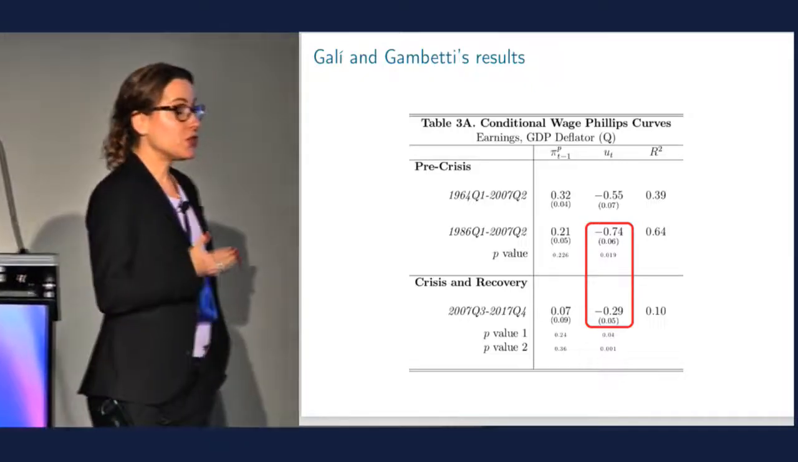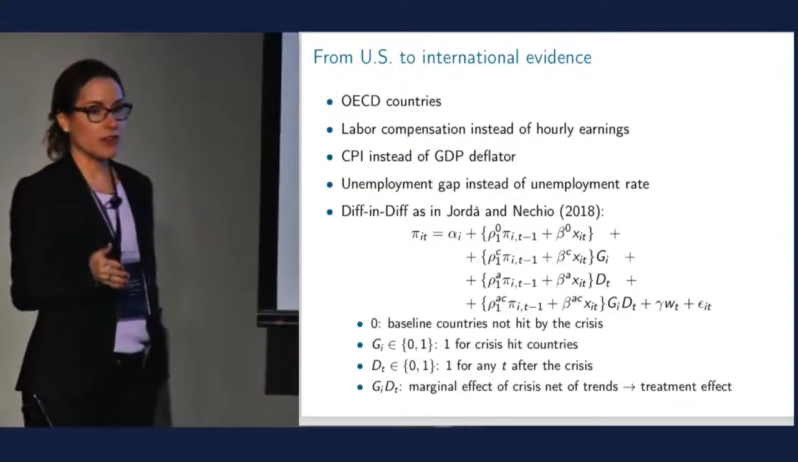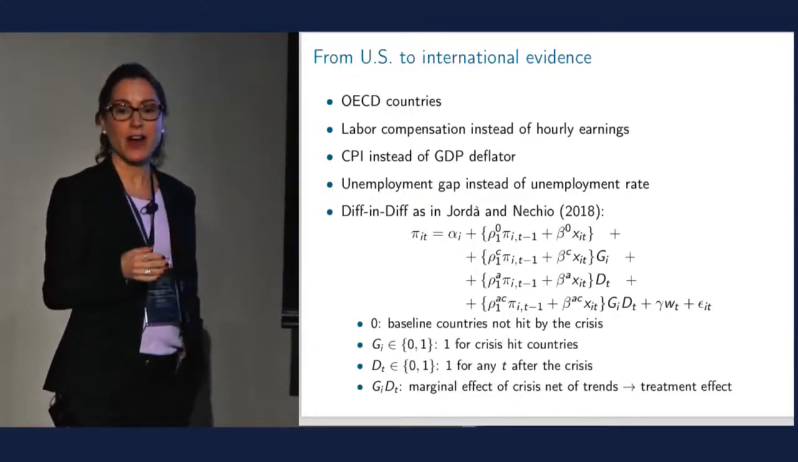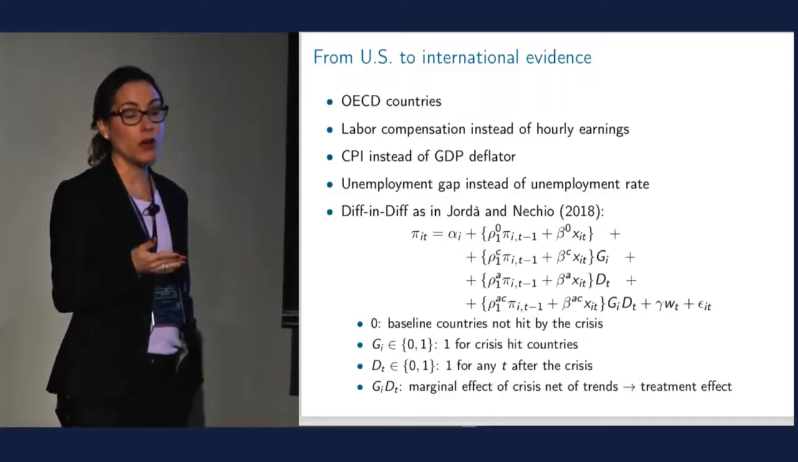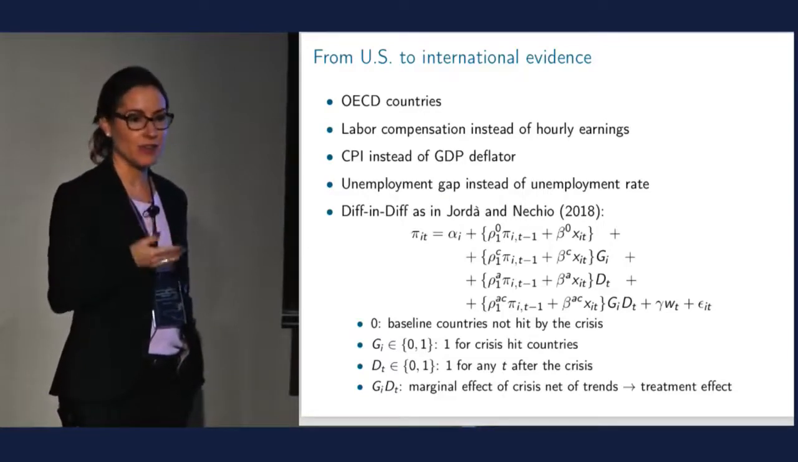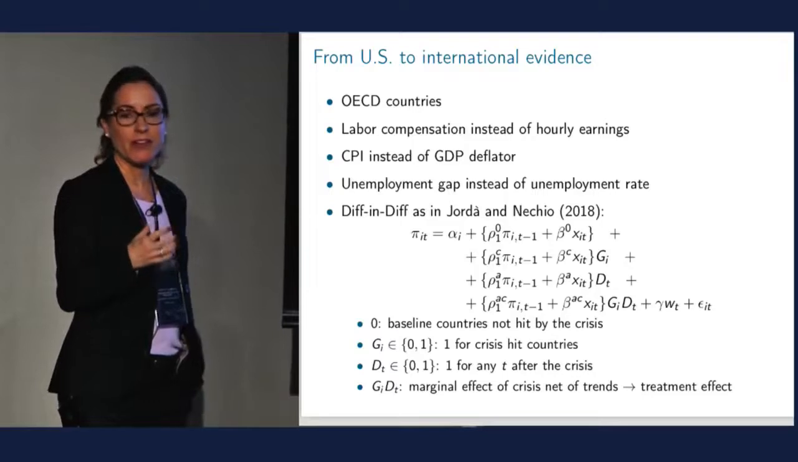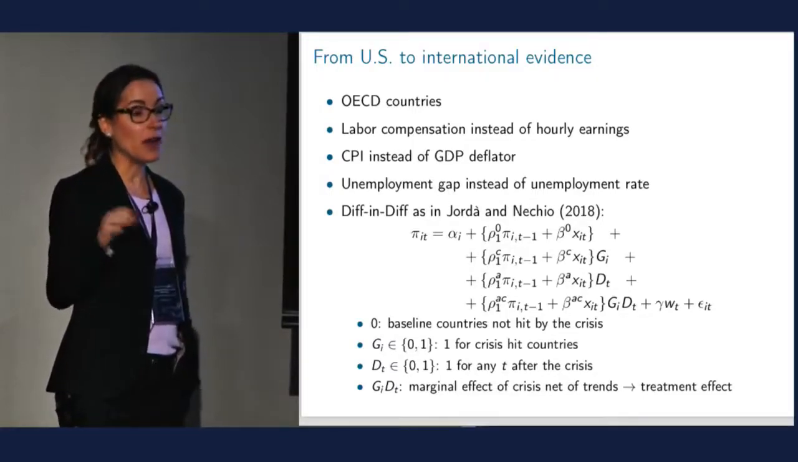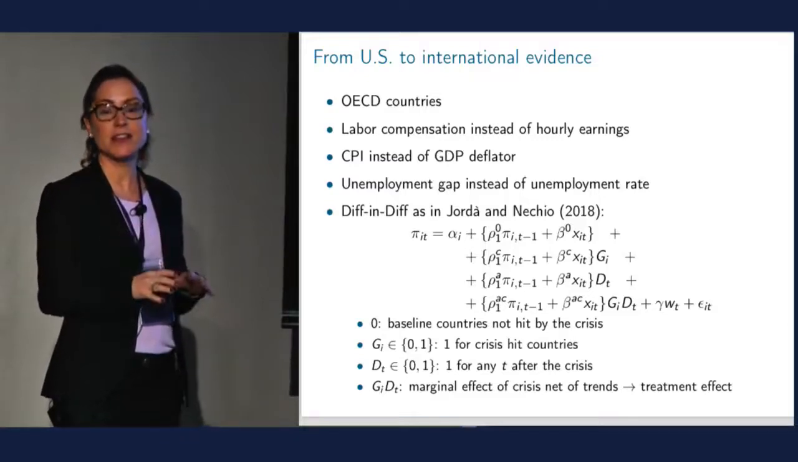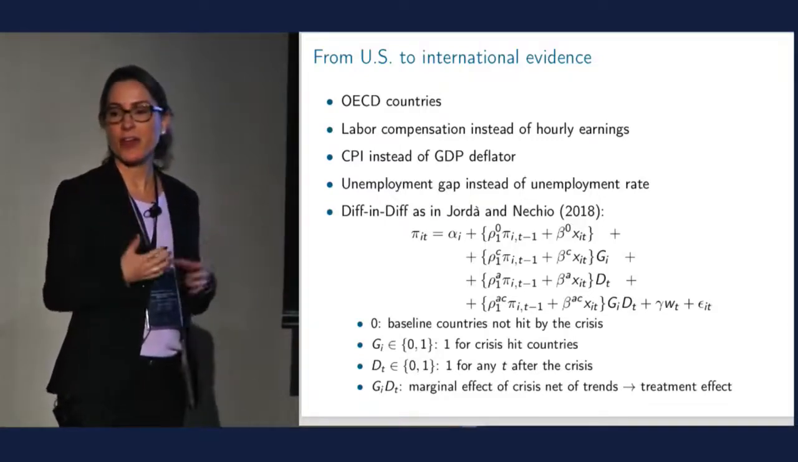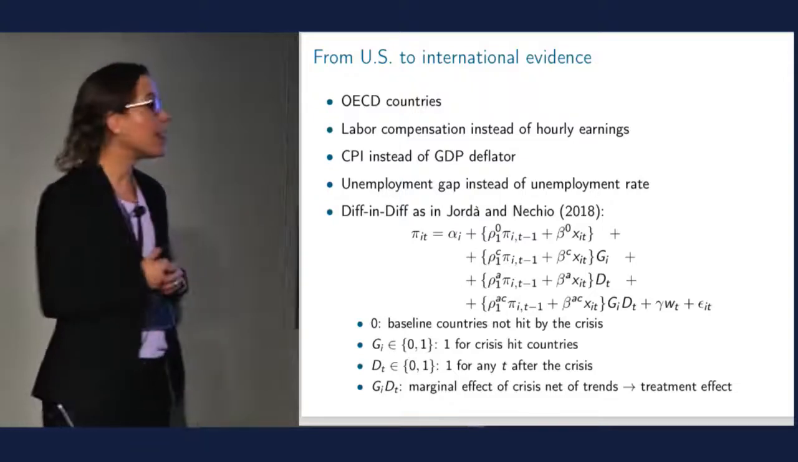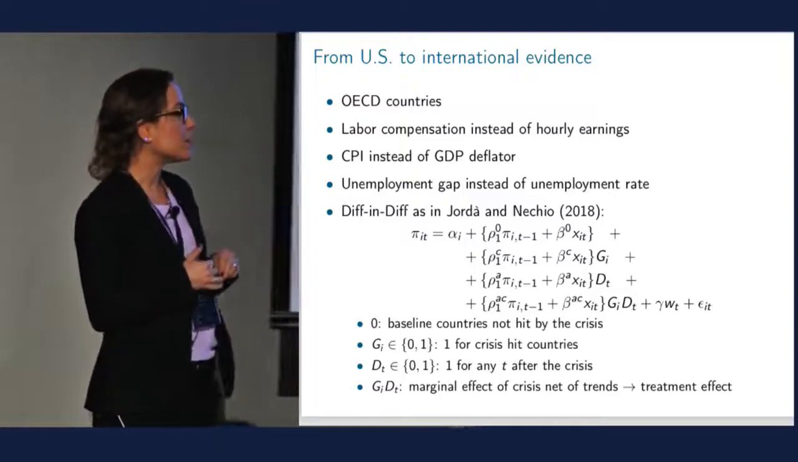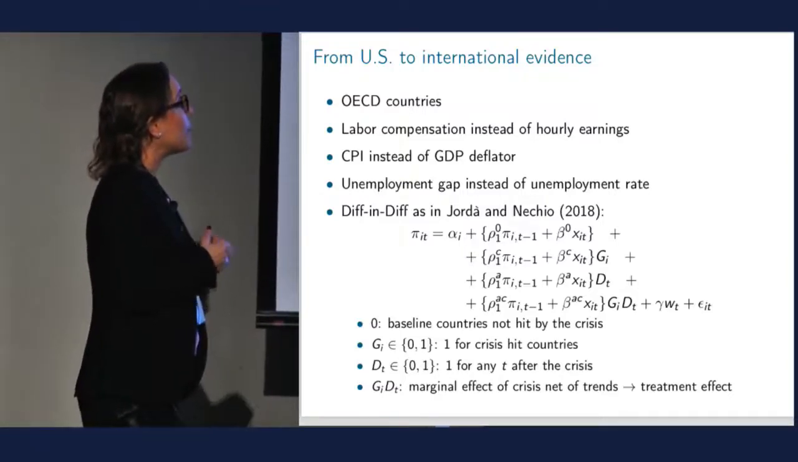Now, what I want to do is to go from the US evidence to the international evidence. That's a little bit of a challenge. So Oscar and I spent a lot of time cleaning the data and so on to build the panel of 45 countries that we had in that paper. I'm not going to be able to do that here. So what I'll do is to focus on OECD countries, which are easier to obtain data for, and the quality is usually, and the time sample is usually much better.